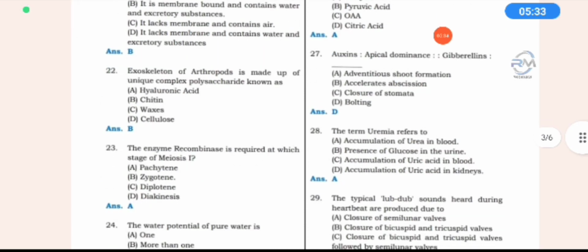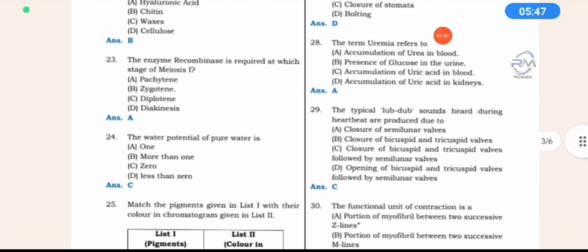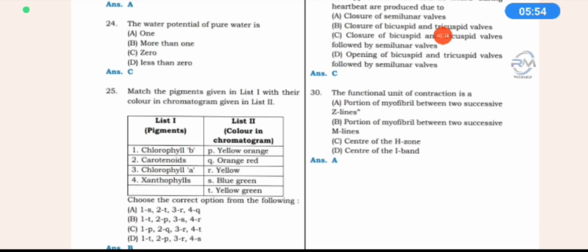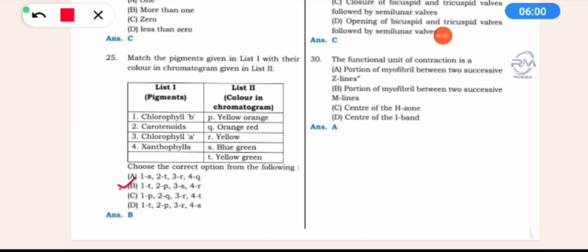The enzyme recombinase is required in which stage of meiosis 1? Recombinase is required in the zygotene stage. The water potential of pure water is always 0. Then one more match the columns: pigments and colour in chromatogram. The correct option is option B. Chlorophyll b, yellow green. Carotenoid, yellow orange. Chlorophyll a, blue green.